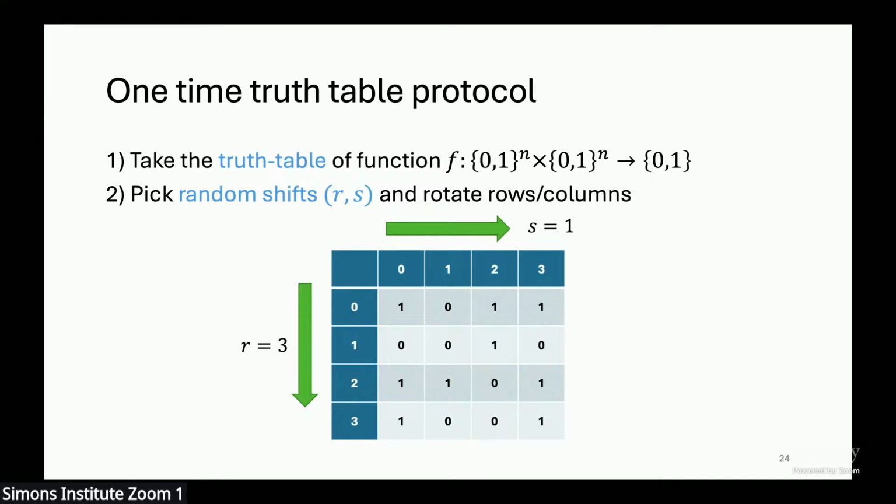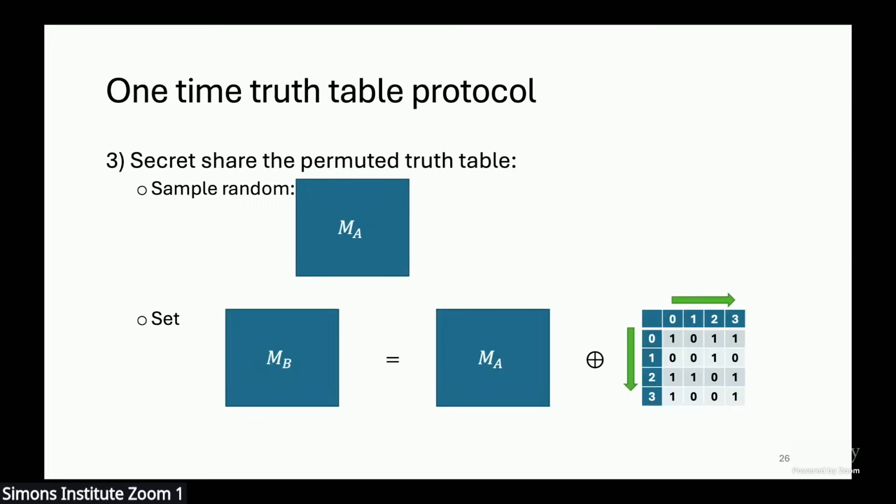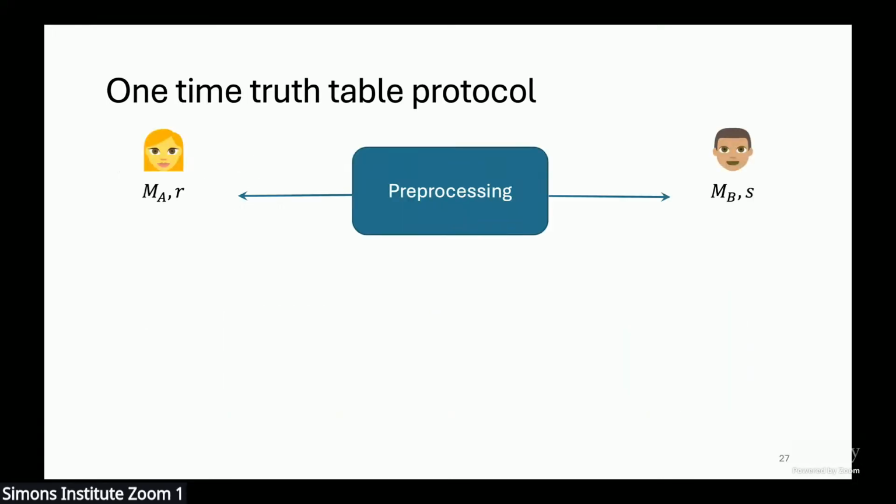And this is all being done in our preprocessing phase, so the ideal functionality is doing this secret shuffling of the truth table. And it's then going to distribute this among the parties in the following way. So we pick a random matrix as big as the truth table for one party, which is going to be a secret share of the permuted truth table, and then pick the other share, MB, by XORing the first share with this permuted truth table. So these are now just simple XOR sharings of the truth table. So we give each party one of the matrices, and then we also give one of the random shifts to Alice and Bob.